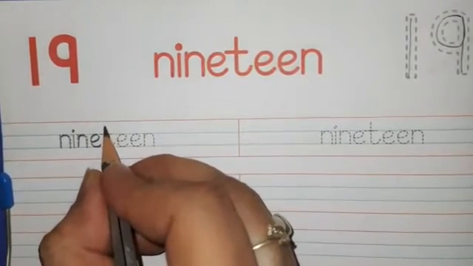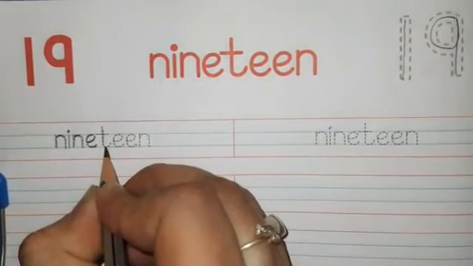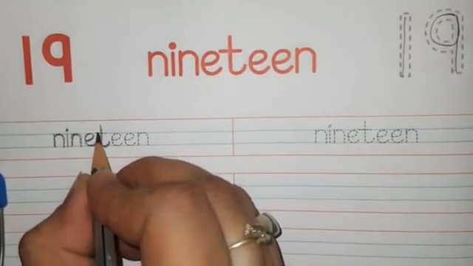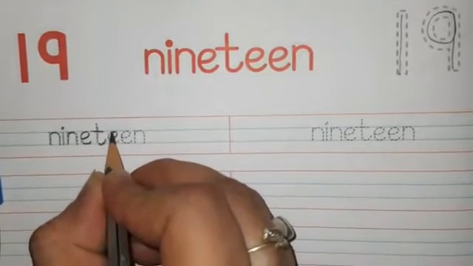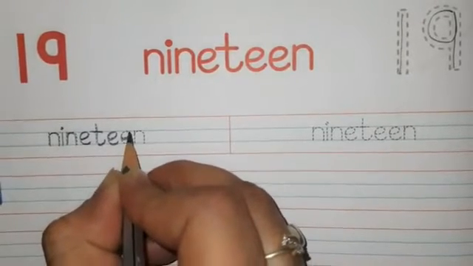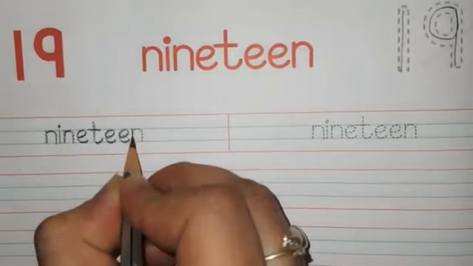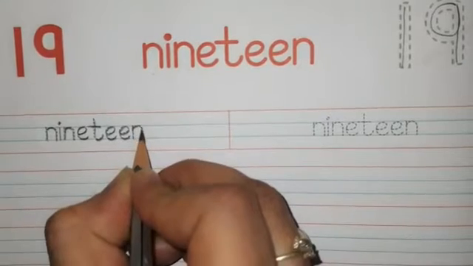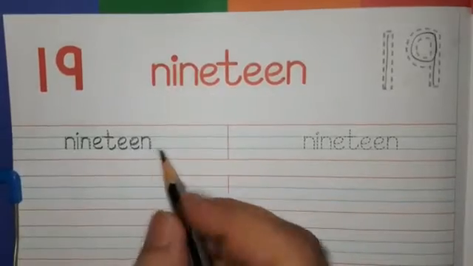For T, we will write little bit below the first red line. Standing line, touch the second blue line, go up, and sleeping line on the first blue line. For E, slanting line and a C curve between the two blue lines. E. For N, start from the first blue line, standing line, touch the second blue line, go up, curve and come down, standing, touch the second blue line. 19.